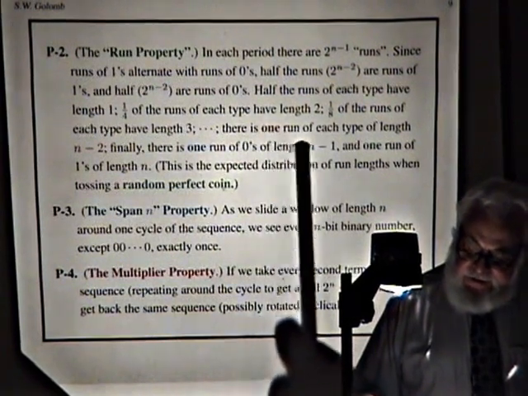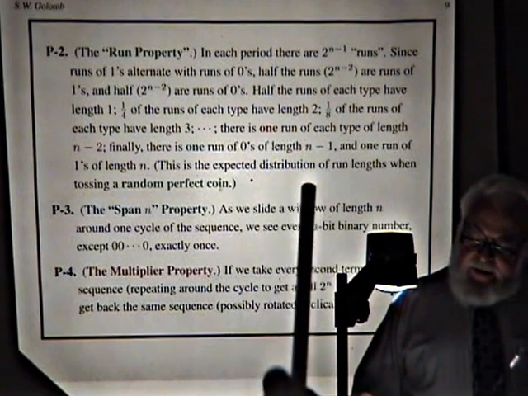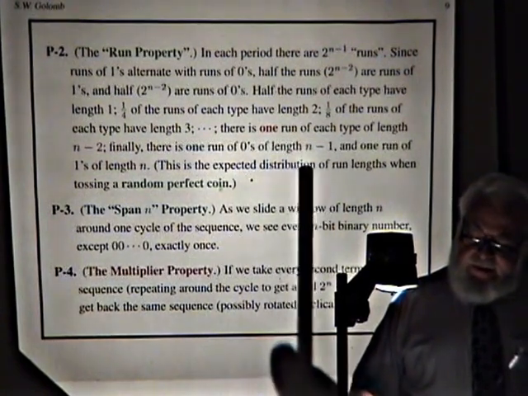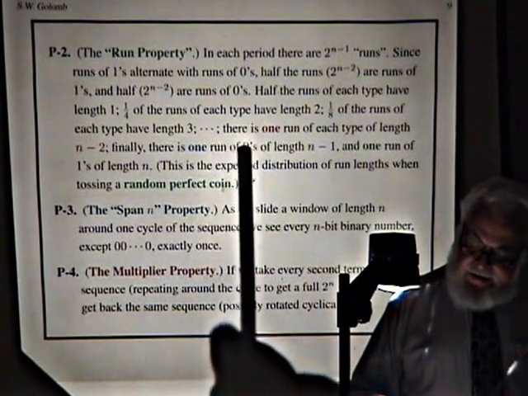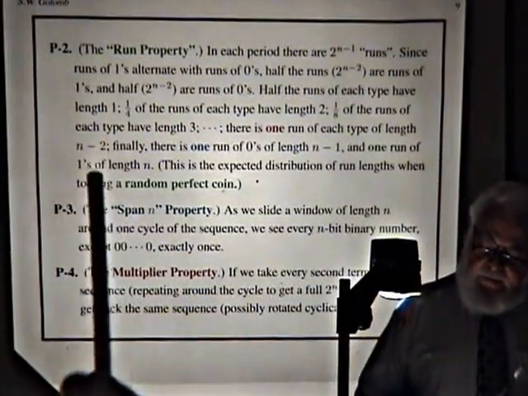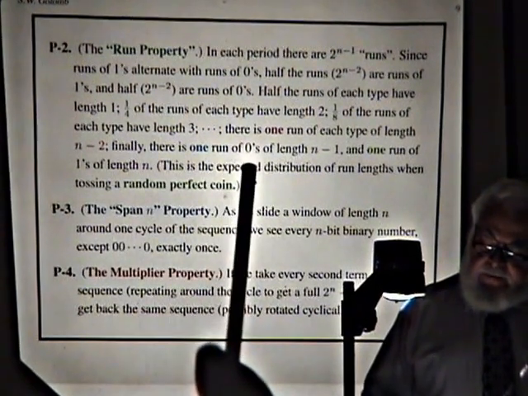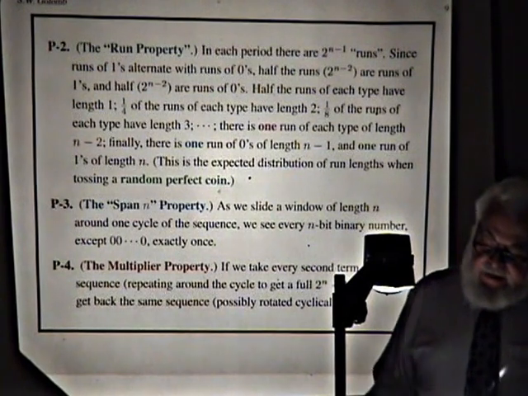I should say one run of zeros of length n minus 2, and one run of ones of length, I'm sorry, okay, there's one run of each, this is correct: one run of each type of length n minus 2, one run of zeros of length n minus 1, and one run of ones of length n.